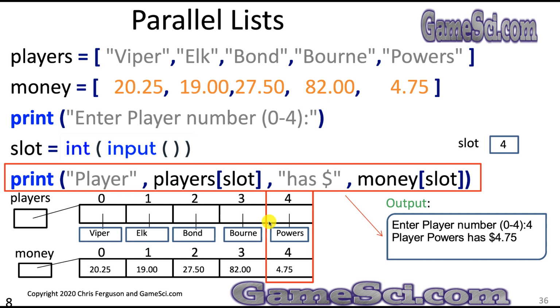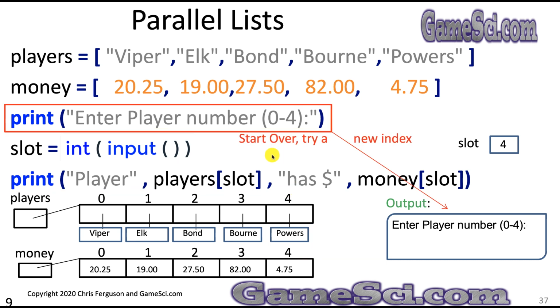You can see I boxed out the two array slots that we're accessing. That's why they're called parallel arrays. Every slot in player's list corresponds to a slot in the money list. Try it one more time. Start over with a new index.